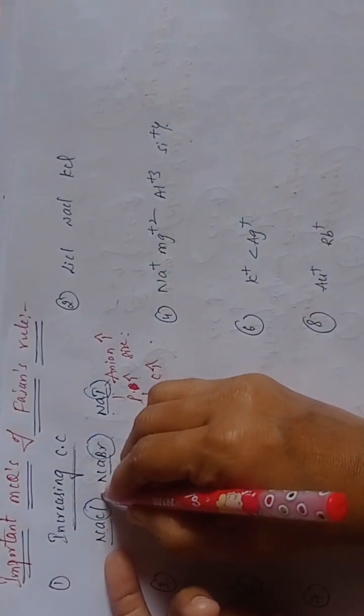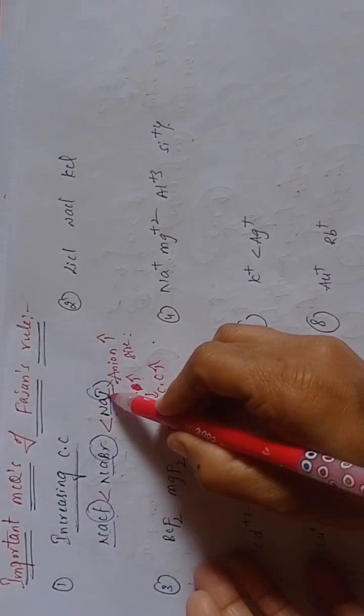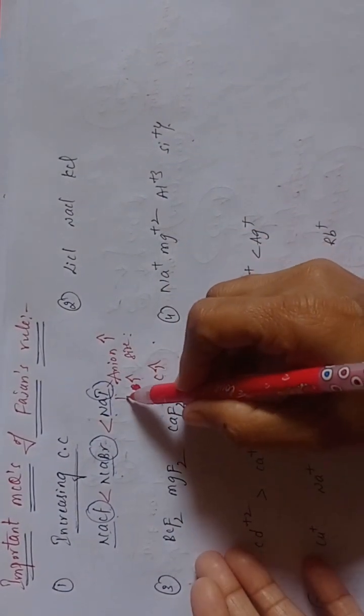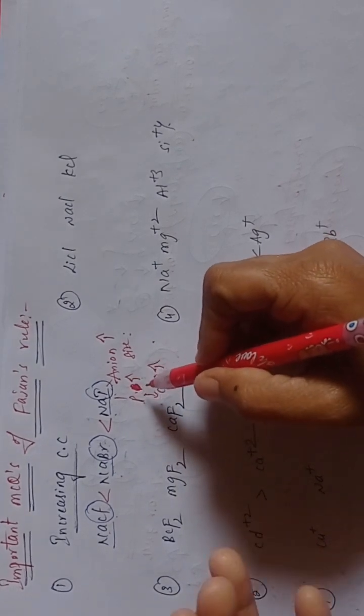So here what is the order students? This is the correct order. Clear? Because it is anion's property, which one students? Polarizability. Polarizability is anionic property, that is deforming ability of anion.